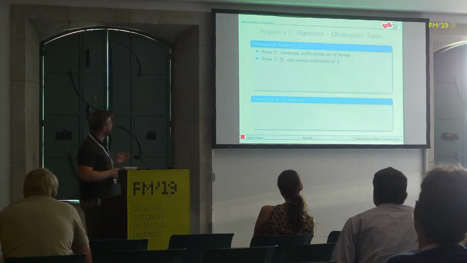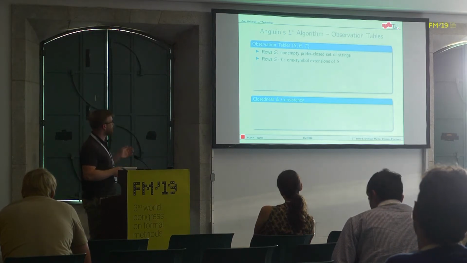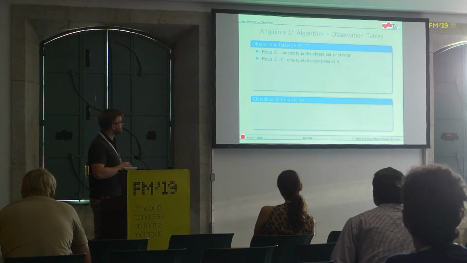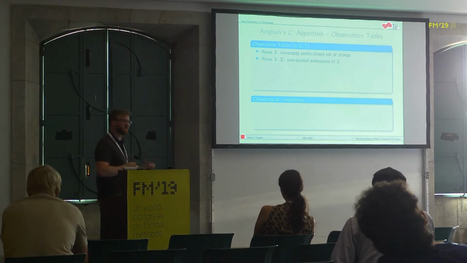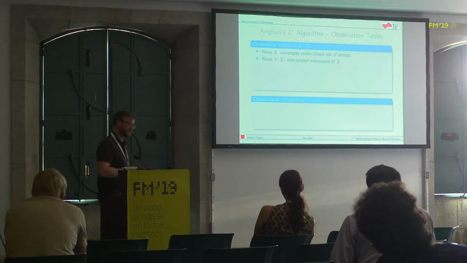All right, Angluin's L* uses observation tables. So we have those triples for storing the queried information, and we have rows labeled by a set S. This is a non-empty prefix-closed set of strings. As we heard before, those strings are used to identify states in the hypothesis automata.